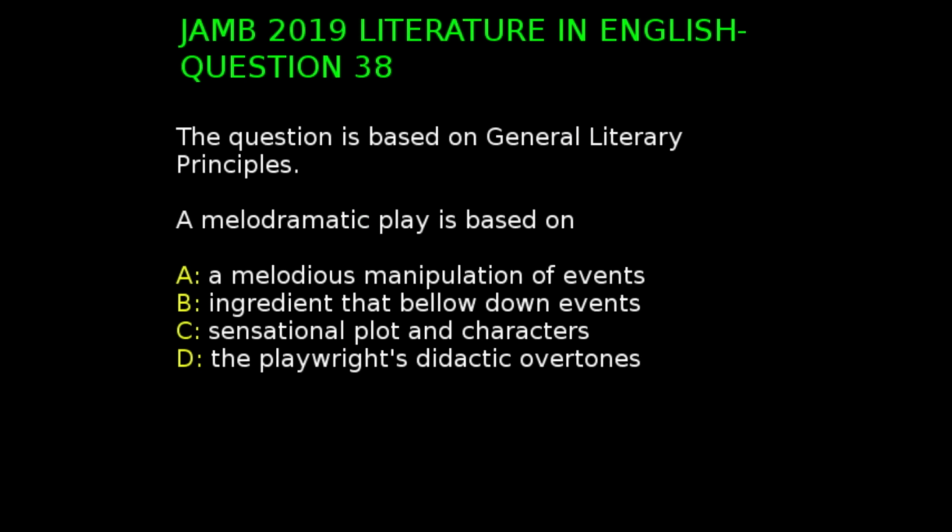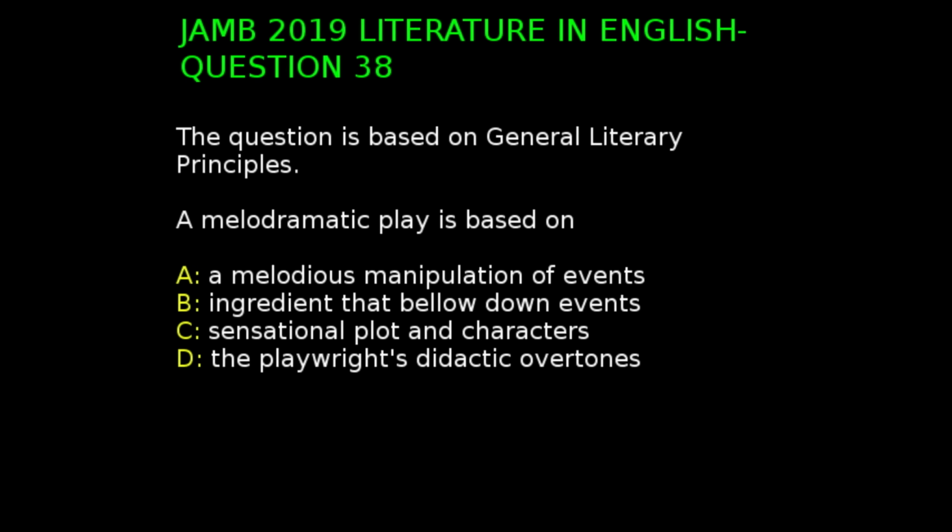JAMB 2019 Literature in English question 38. This question is based on general literary principles. A melodramatic play is based on A. A melodious manipulation of events, B. Ingredients that bellow down events, C. Sensational plot and characters, and D. The playwright's didactic overtones. The correct answer to this question is C.